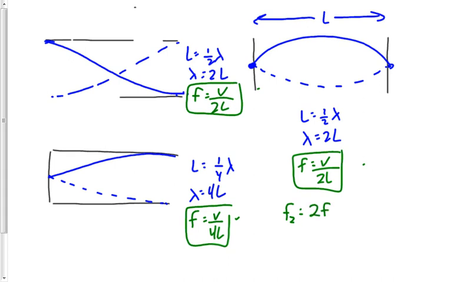So if we have the value of F1 from this equation, we can double it and get the value of F2. Same thing over here. The next sound that we hear, or the next standing wave that's set up, will be the second harmonic, and it's going to be twice the value of the first harmonic.